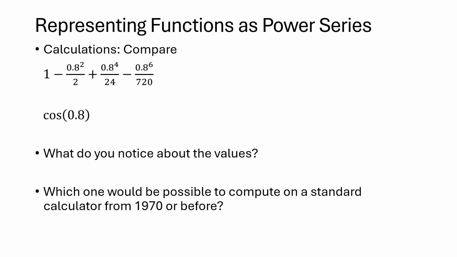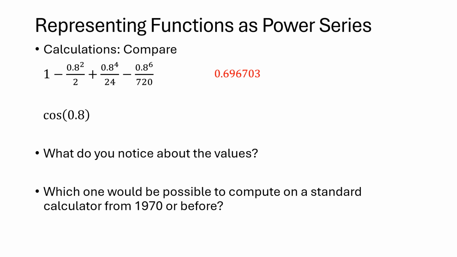So without further ado, if you use a scientific calculator to calculate 1 minus 0.8 squared over 2 plus 0.8 to the fourth over 24 minus 0.8 to the sixth over 720, you get 0.696703. By the way, yes, I did round that. However, I rounded it a ways off because, well, you'll find out soon enough.